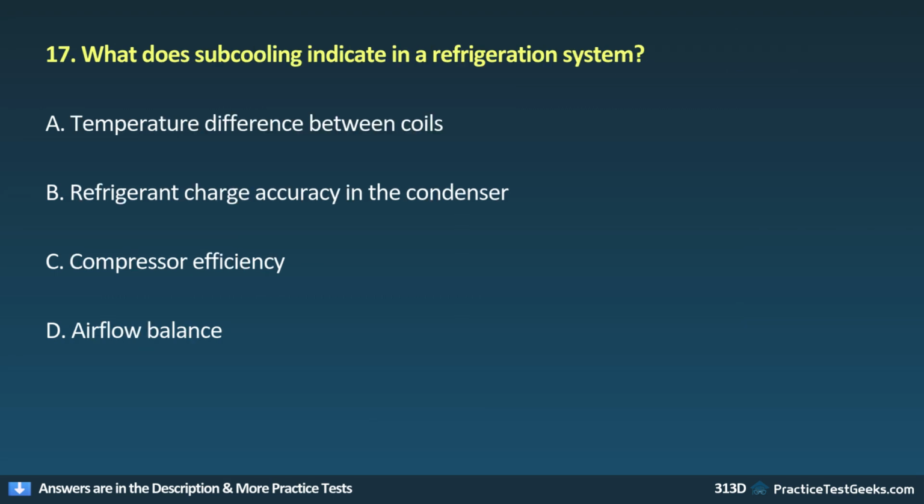17. What does subcooling indicate in a refrigeration system? A. Temperature difference between coils. B. Refrigerant charge accuracy in the condenser. C. Compressor efficiency. D. Airflow balance.